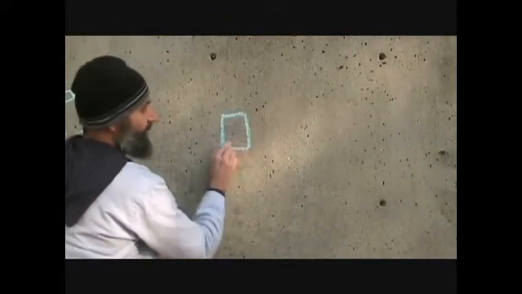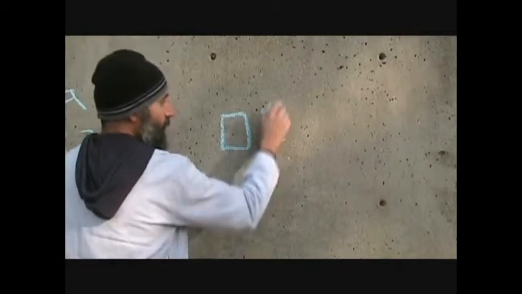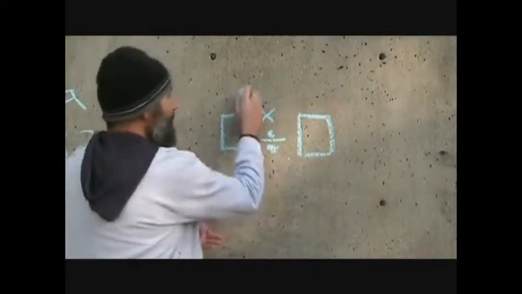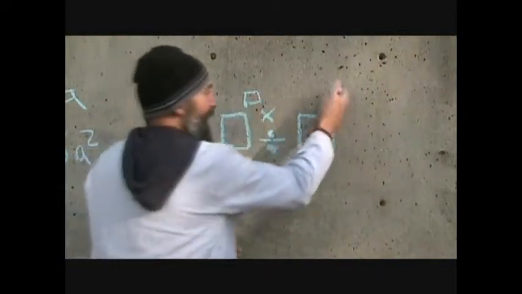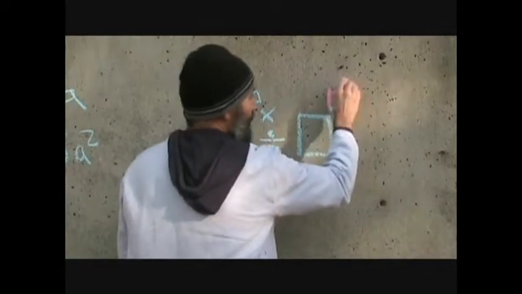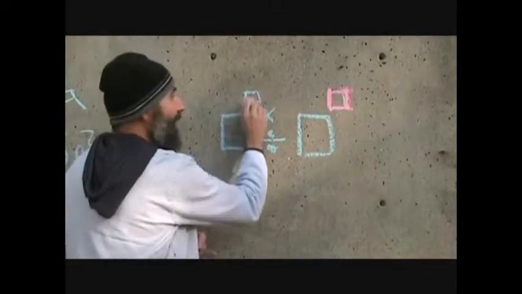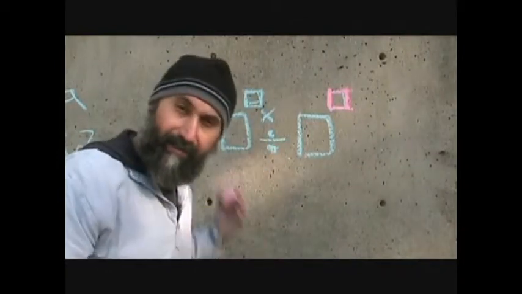Multiplication and division, the way it works is the base has to be the same. That's all you need. The exponent can be anything. So as long as the base is the same, if you're multiplying or dividing, the exponents can be anything. Let's call this a pink box, and that's a blue box. They don't have to be identical, unlike adding and subtracting.